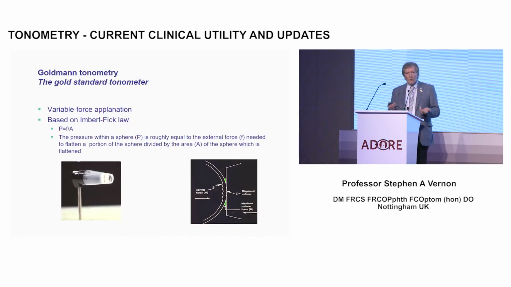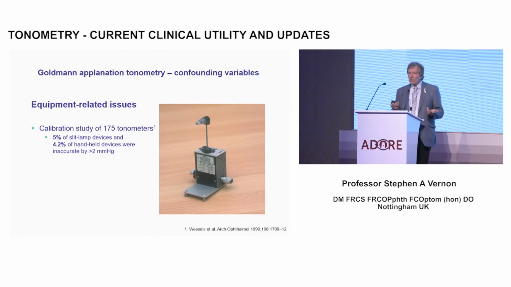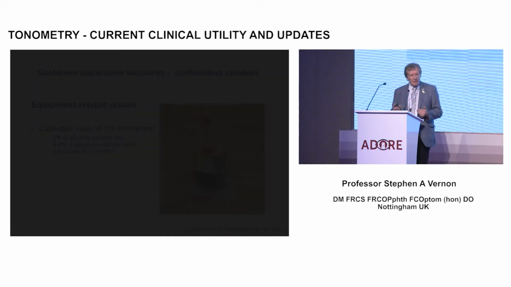Of course, the Goldmann, as I mentioned before, is the gold standard, and we all know it works on the Imbert-Fick principle. But there are variables. The equipment-related issues. One study showed that 5% of slit lamp Goldmanns were inaccurate by more than 2 millimeters of mercury. So you need to calibrate your instrument before you do every clinic, really. Otherwise, you've no idea what you're measuring.